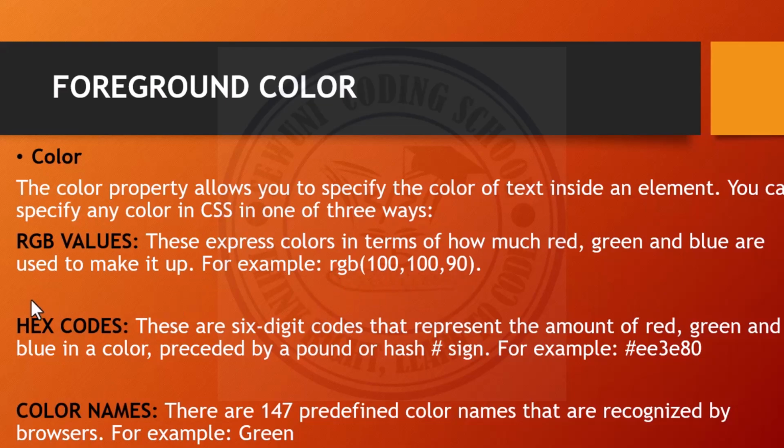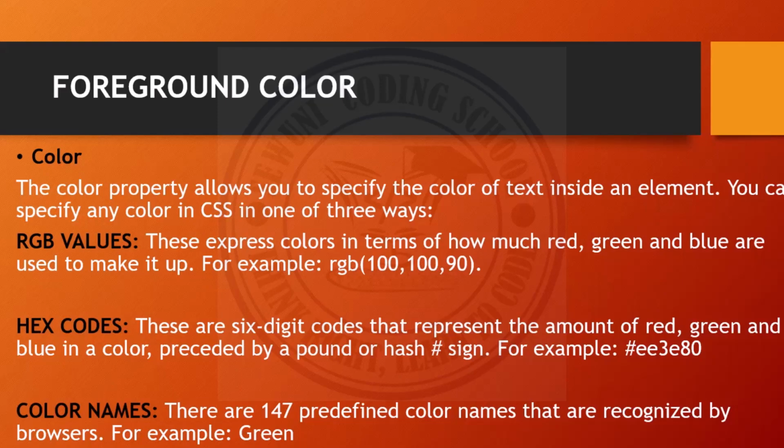Another way of expressing color is using the hex code. The hex code is a 6-digit code that represents an amount of red, an amount of green, and an amount of blue. In the hex code it is preceded by a hash, and the 6-digit code comes after the hash. So together with the hash we have 7 characters. The hash plus the 6-digit code makes the hex code.